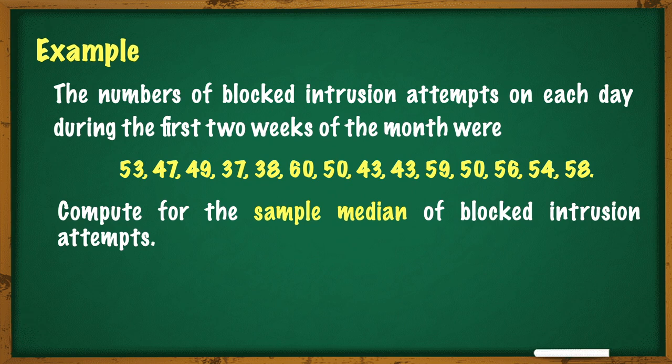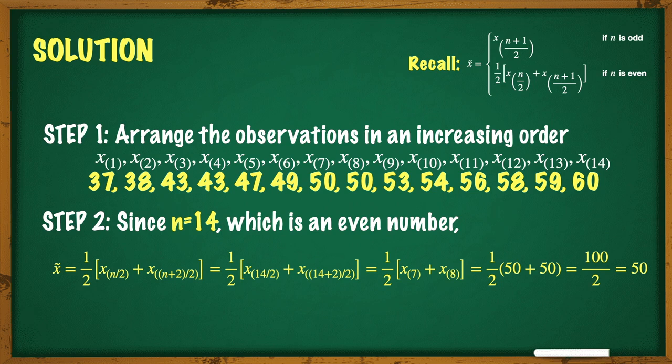The second example is the number of block intrusion attempts for the first 2 weeks of the month. Now, given this data set, let us compute the sample median number of block intrusion attempts. It is the same process as what we did previously in computing the median. First, we arrange the observations of the block intrusion attempts in a decreasing or increasing order of magnitude. In this case, we arrange it in increasing order still, and the arranged data are as follows.